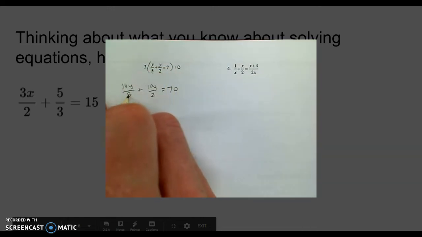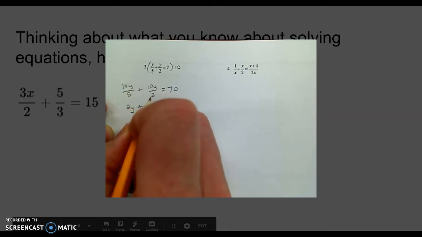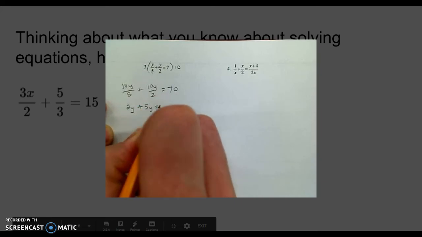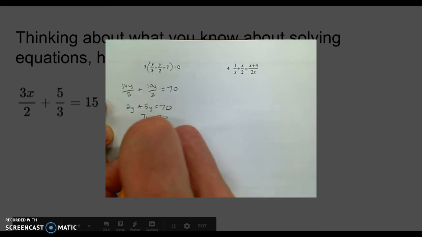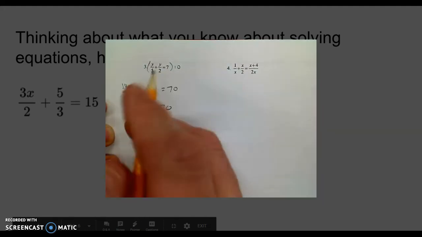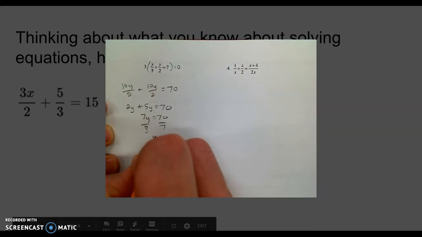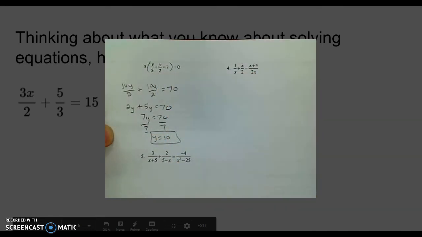Now I look for common factors. 10 divided by 5 is 2. This is 2y. 10y divided by 2, that's 5y, equals 70. 7y equals 70. If we divide both sides by 7, we can see that y is equal to 10, and there's no variables in the denominator, so this is a usable solution.